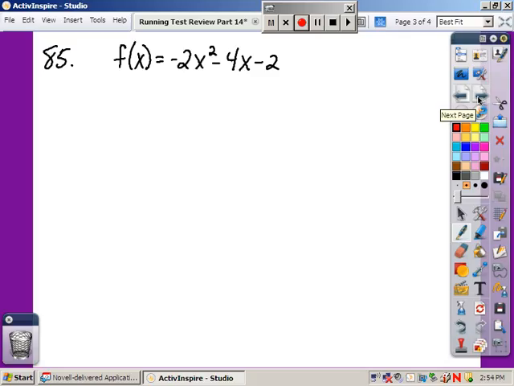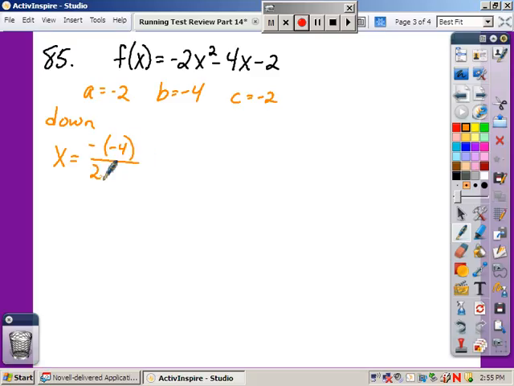We're going to approach the next problem the exact same way, but I think we can do it a little quicker because now you've seen all the steps in the other one. So I can say that A is -2, B is -4, and C is also -2. This graph is going to go down because A is negative. The axis of symmetry will be negative B, so B is -4 plus the negative from the formula, and 2 times -2 for A. So 4 over -4 gives us -1 again.